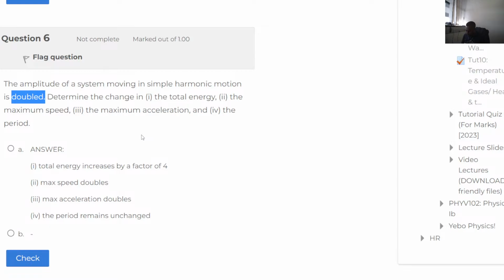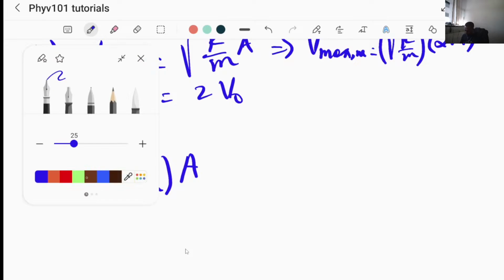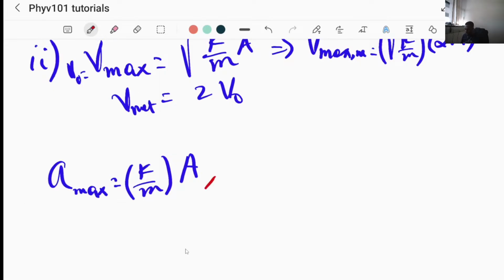Therefore, for acceleration, I must display my tablet. Acceleration must be A max. Again, the maximum acceleration is given by the formula k over m times the amplitude A. This has been derived in class. That's why I'm just going in. I don't need to rederive the equations. Therefore, if A is doubled, you could see that the new maximum acceleration, which is a vector in principle, I'm just careless and not putting the vector, is basically k over m times twice A, or basically it is twice the first acceleration, A naught.